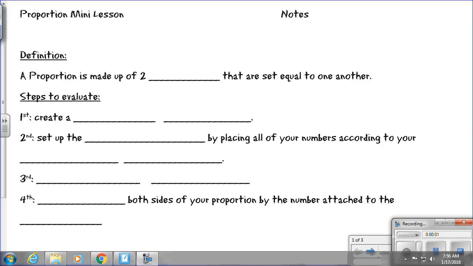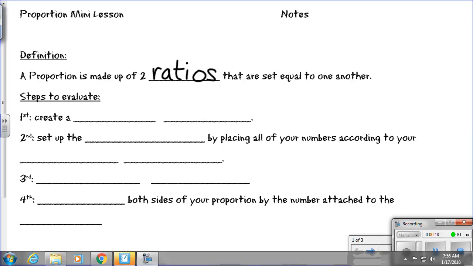This is a mini lesson on proportions. A proportion is made up of two ratios that are set equal to one another. So you're going to have two fractions set equal to one another with a missing number.